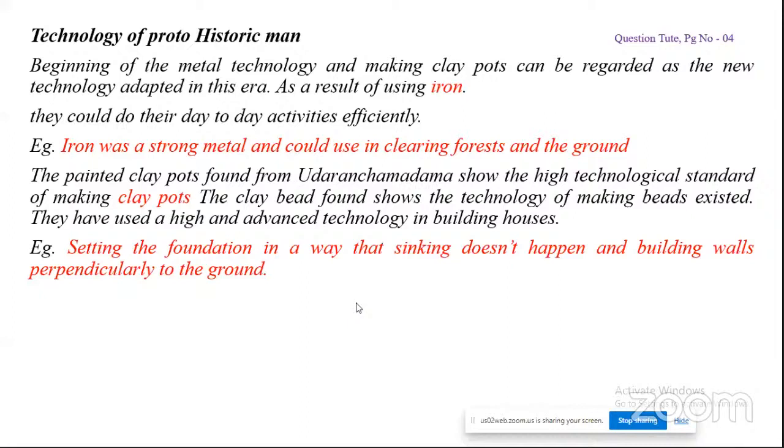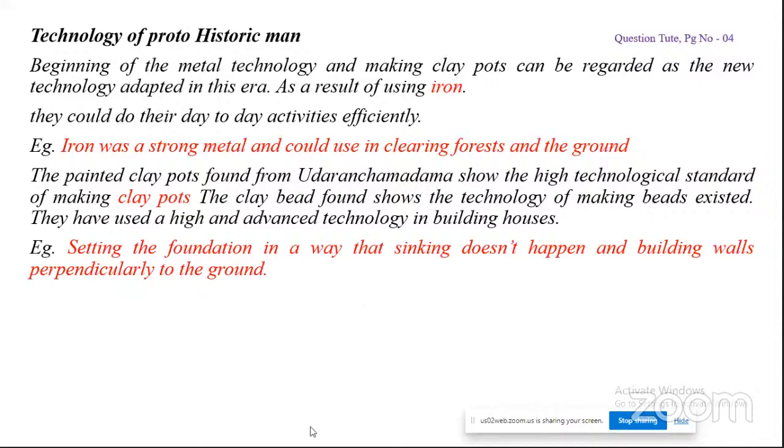So this is the question having the least probability. So you just mark it as the question having the least probability. That is the question about the proto-historic man. Then what question is having the most probability for coming this year?